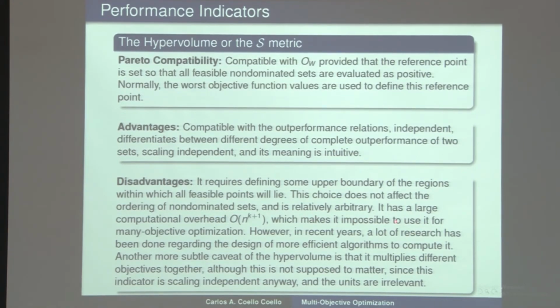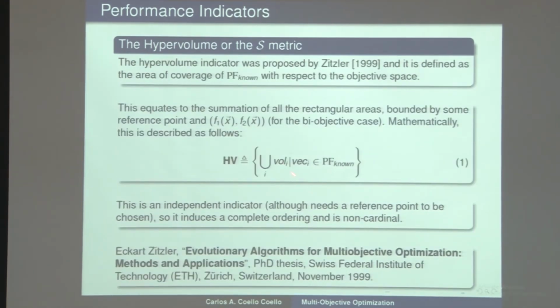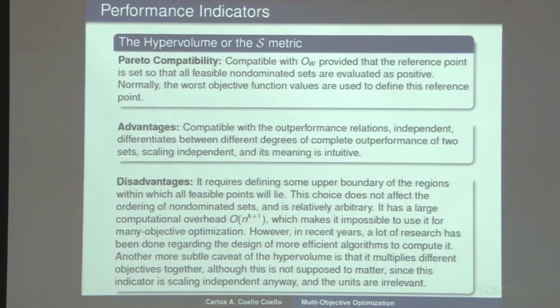The main disadvantage, as I told you before, is that it has a very large computational overhead, which makes it impossible to use it for many objective optimization, although in the last few years there has been a lot of research in this regard. Another subtle caveat of hypervolume is that it multiplies different objectives together. Although this is not supposed to matter because the indicator is scaling independent, this is something you have to keep in mind. Because you saw the definition, it will take the union, so this means these areas are going to be multiplied.